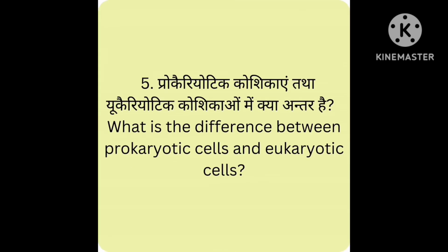Your fifth question is प्रोकैरियोटिक कोशिकाएं तथा यूकैरियोटिक कोशिकाओं में क्या अंतर है? What is the difference between prokaryotic cells and eukaryotic cells? So as you know, prokaryotes have a false nucleus, whereas eukaryotes have a true nucleus, meaning it has a nuclear membrane. So you can write the difference between prokaryotic and eukaryotic cell.